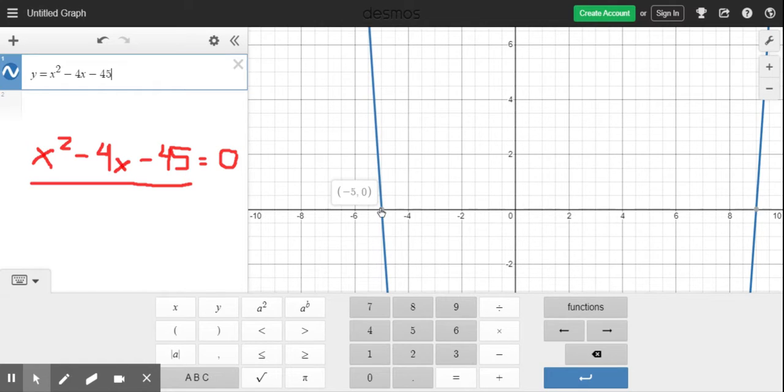So without all of that algebra, you could have solved this one and seen that the answers for x would be -5 and 9. And those are called the x-intercepts.